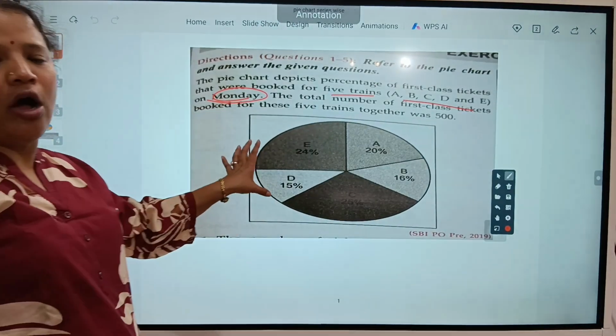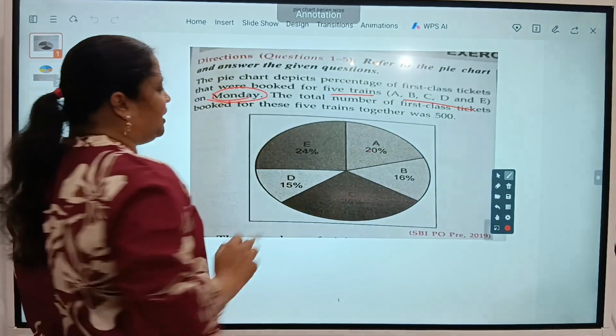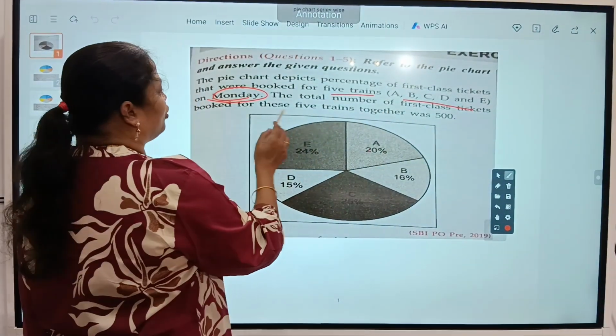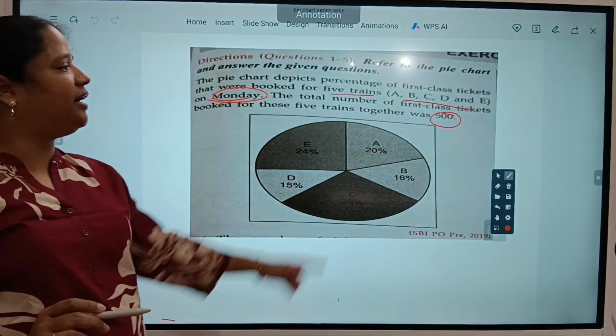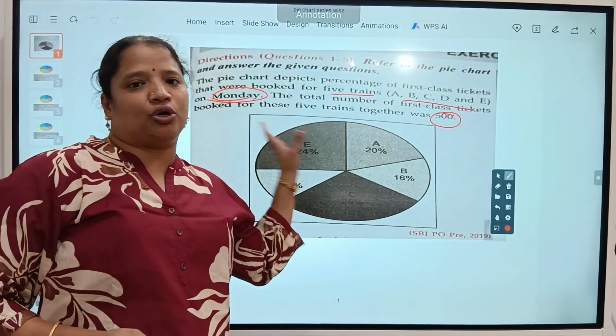On Monday, how many tickets are booked on different trains, A, B, C, D, E, is given in this pie chart. The total number of first class tickets booked for these 5 trains together was 500. So totally 500 tickets were booked. Based on this pie chart we have to solve the questions given.